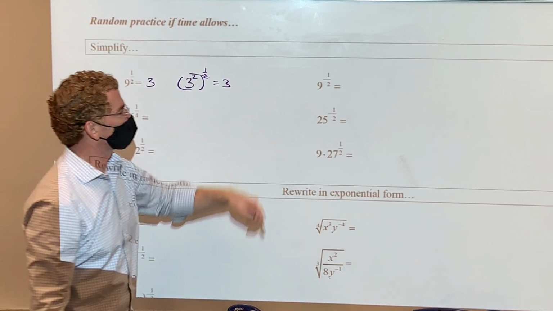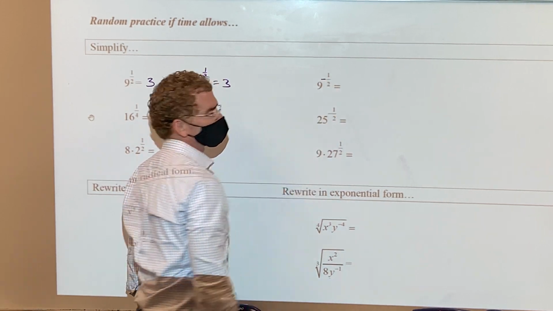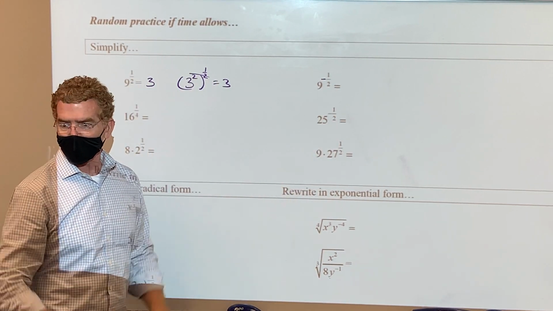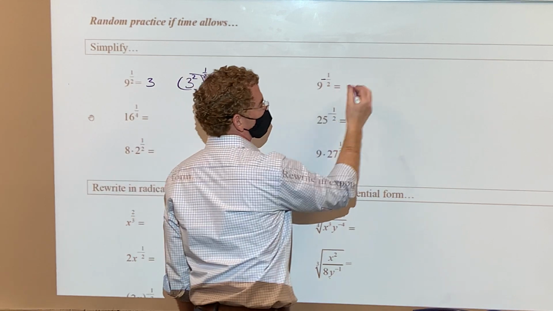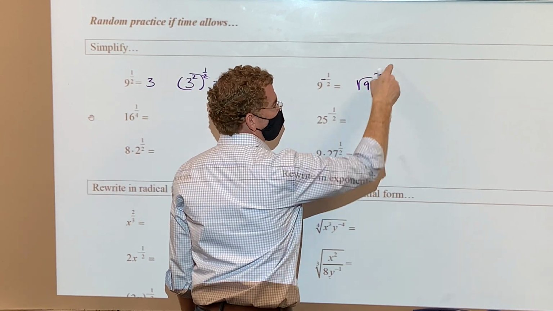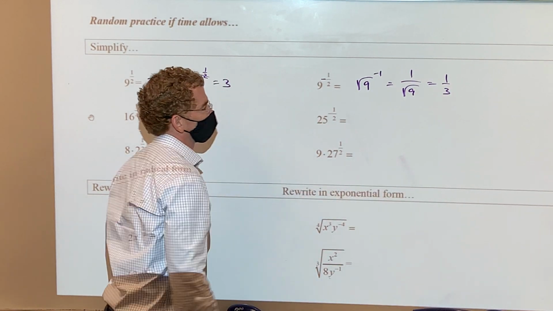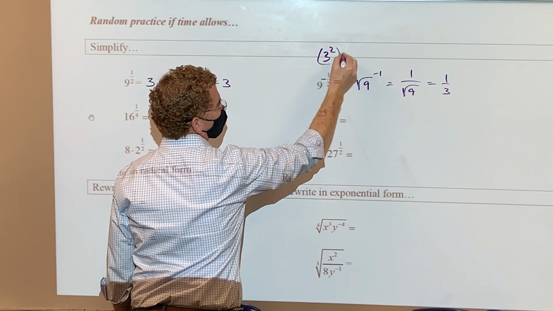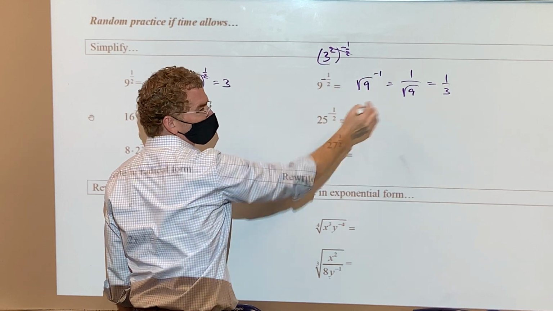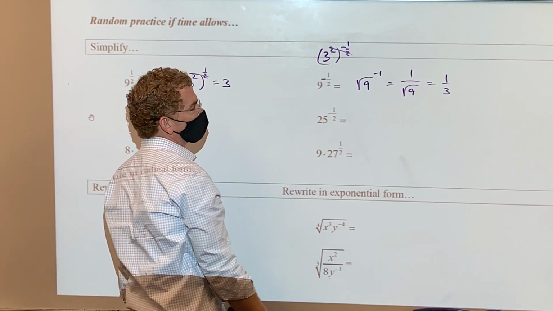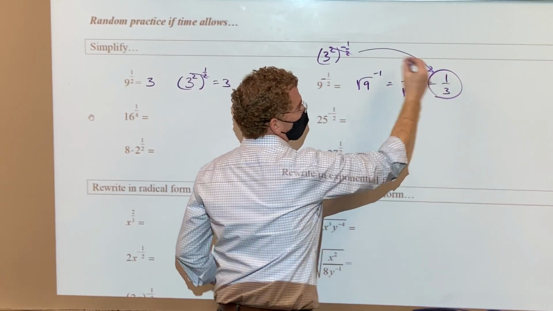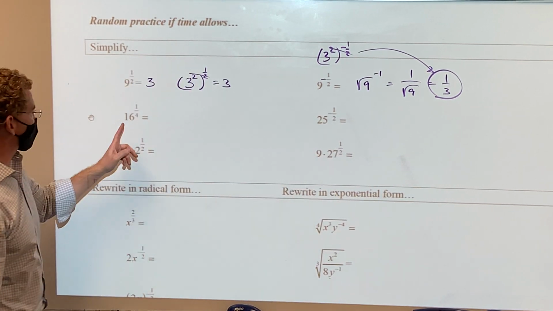What about 9 to the negative 1/2? This is supposed to be a negative. Same thing but on the bottom, right? So the 1/2 means square root. The negative means put the square root on the bottom. So 1/3. But could I have also said 3 squared to the negative 1/2? Power to a power cancel. 3 to the negative 1, 1/3. So a lot of different ways to go about it.